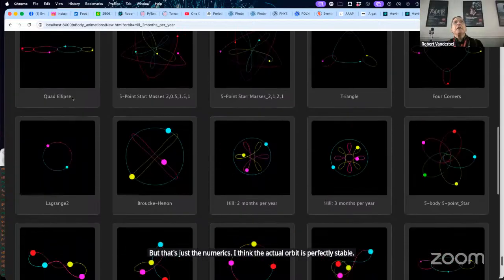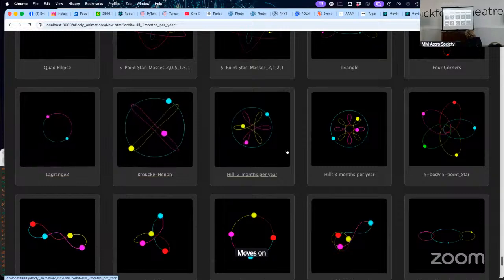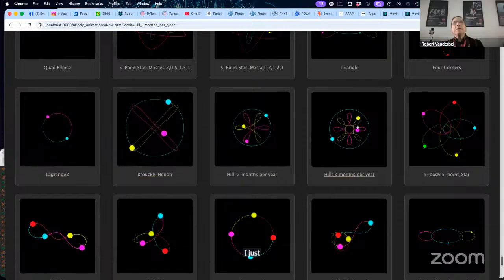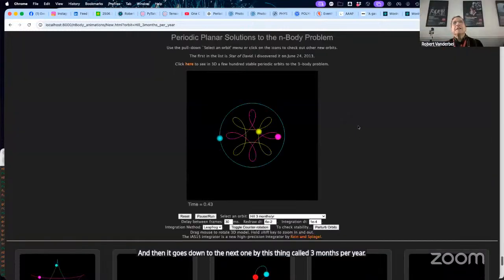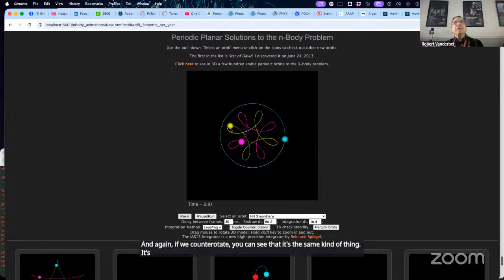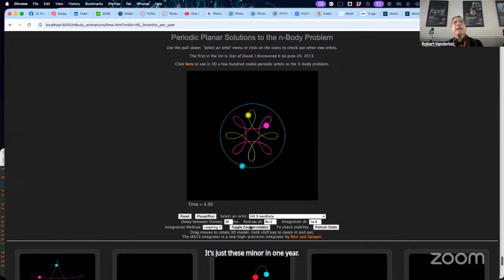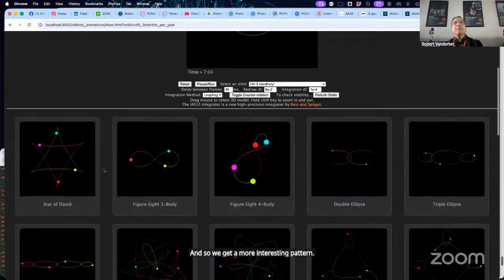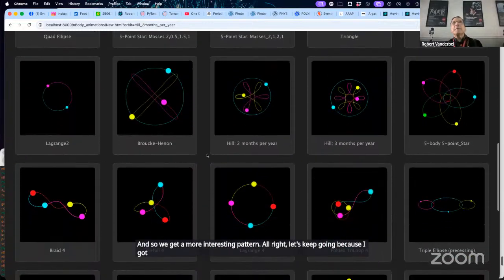And then it goes down to the next one, this thing called 3 months per year. And again, if we counter rotate, you can see that it's the same kind of thing. It's just this binary going around 3 times in 1 year. And so we get a more interesting pattern. All right, let's keep going because I've got a bunch to show you, not much time left.